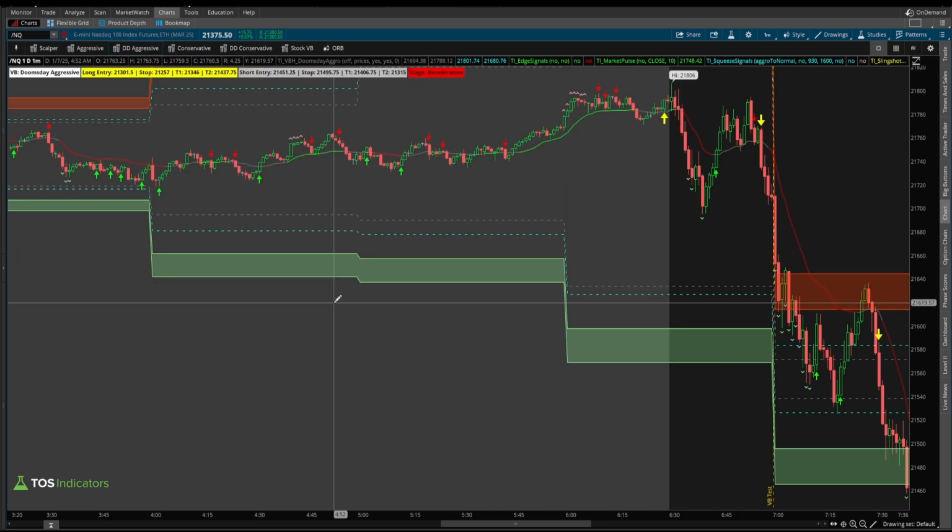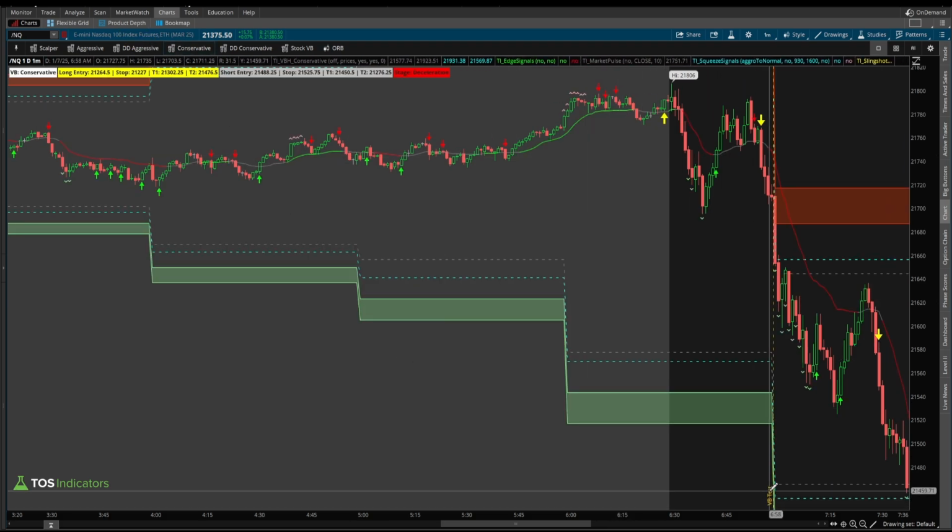This means we can now start to look for some trades again. Now on the doomsday aggressive models, again, you'll see that price is broken outside of the clouds. This red candle was a large red candle. So even this model's broken. We come down the line and we're now on our conservative models.